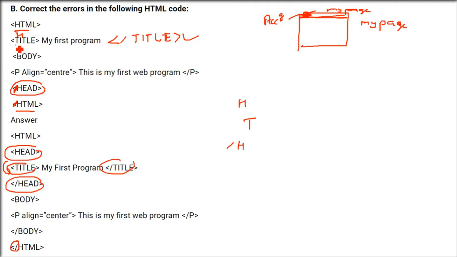So title has to come in between head tags. This is all about the heading part, and then the body. So body you start, and then the head, as I earlier said, has nothing to do here. Head will be ended prior to body, and then inside this body you can write everything like paragraph, etc.